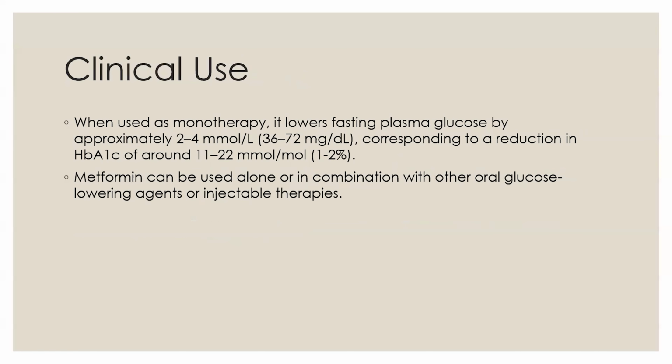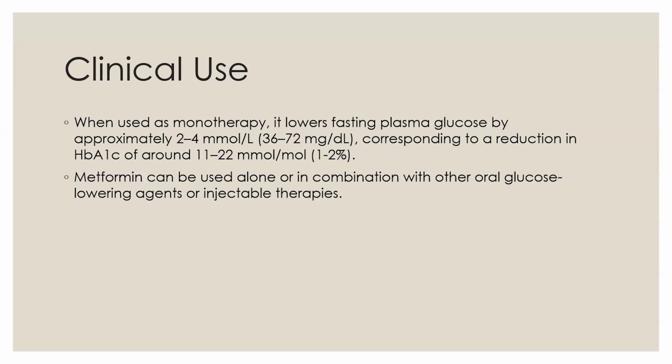When used as monotherapy, metformin lowers fasting plasma glucose by approximately 2 to 4 millimoles or 36 to 72 milligrams per deciliter, corresponding to a reduction in HbA1c of around 11 to 22 millimoles or 1 to 2%. Metformin can be used alone or in combination with other oral glucose-lowering agents or injectable therapies.